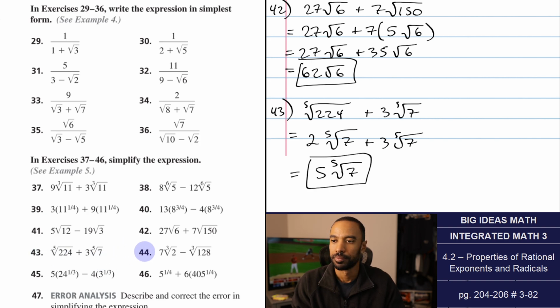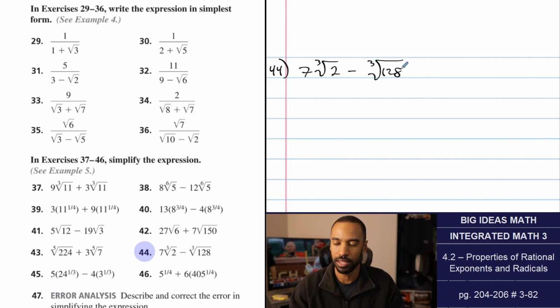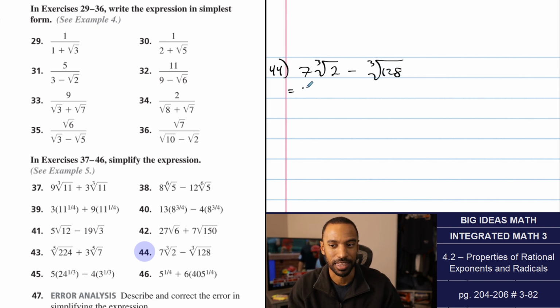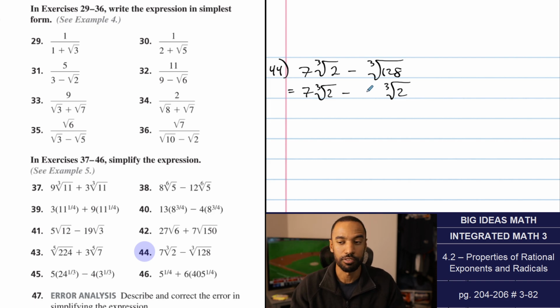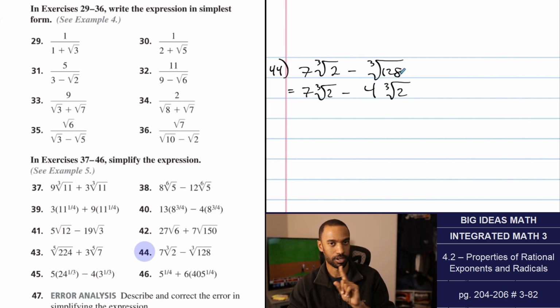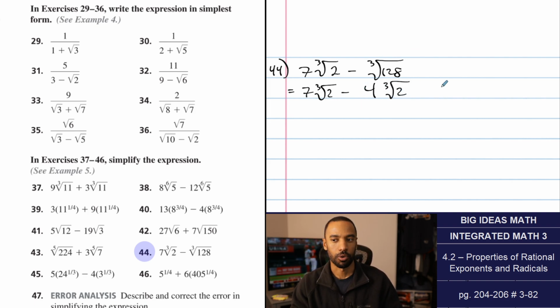Number 44. We have 7 times the cube root of 2 minus the cube root of 128. Once again, it would be nice if this was a cube root of 2, wouldn't it? I think that'd be pretty splendid. So let's divide 128 by 2, because that way the cube root of 2 is part of the factorization. Then you're left with 64. The cube root of 64 is 4. They're not going to trick me this time. I know I can take its cube root. So there we go, right? That's fact.